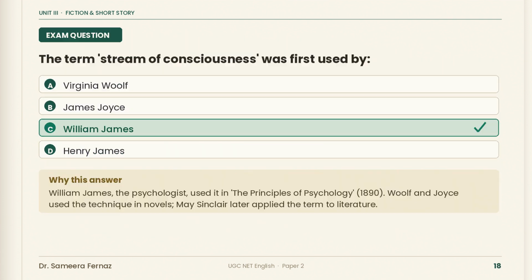Here is the question. The term stream of consciousness was first used by whom? Option 1 Virginia Woolf, Option 2 James Joyce, Option 3 William James, Option 4 Henry James. So the correct answer is Option 3, William James. He was a psychologist and used the phrase in his book The Principles of Psychology in 1890. Woolf and Joyce later used the technique in their novels. May Sinclair later applied the term to literature.